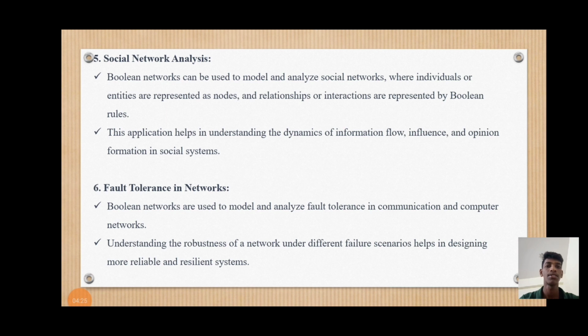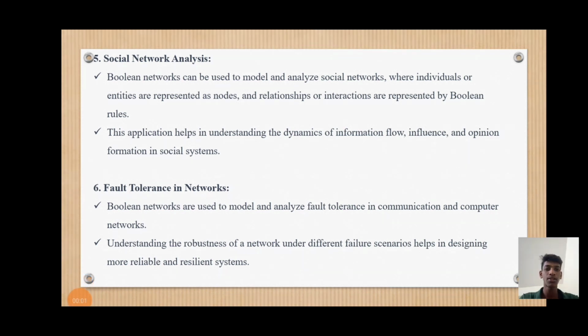Social network analysis. Boolean networks can be used to model and analyze social networks where individuals or entities are represented as nodes and relationships or interactions are represented by Boolean rules. This application helps in understanding the dynamics of information flow, influence, and opinion formation in social systems.